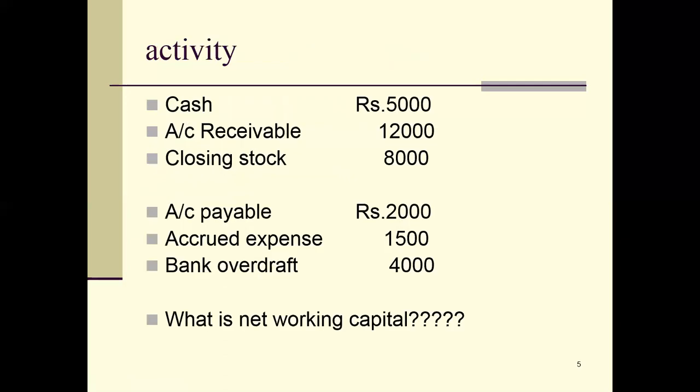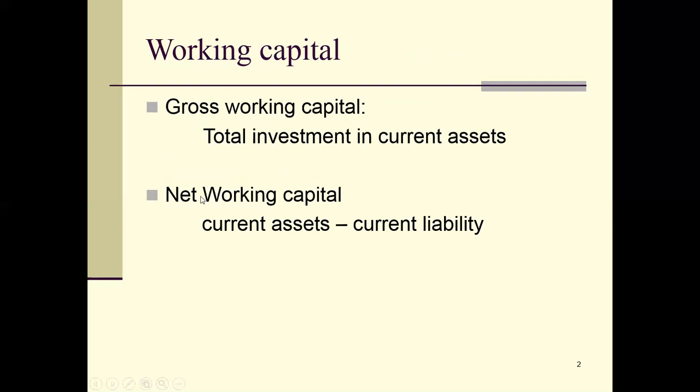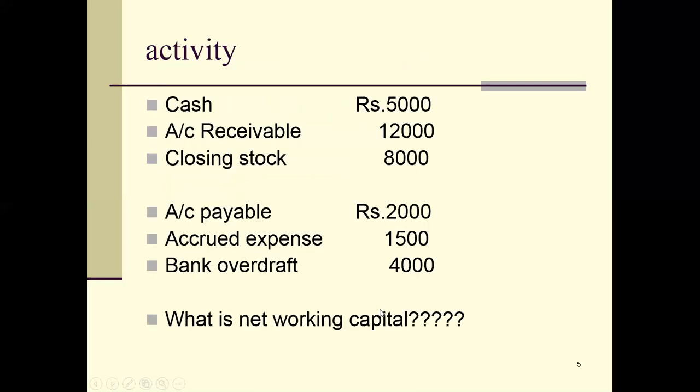Now, suppose I'm giving you this information that cash, receivable and closing stock are this much, and the company has payable, accruals, and bank overdraft of these amounts, and the question is asking you to find out net working capital. So you can simply go back to your basic concepts. Working capital means you will take current assets and you will minus current liabilities. Take care that if the word net is not given, it doesn't make any difference. If the question is asking you to work on working capital, you will take all current assets and minus the current liabilities, and then the rest will be settled.